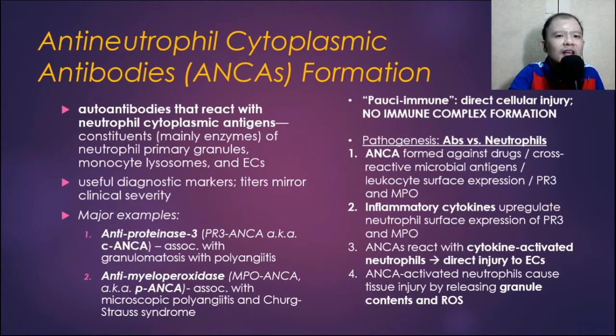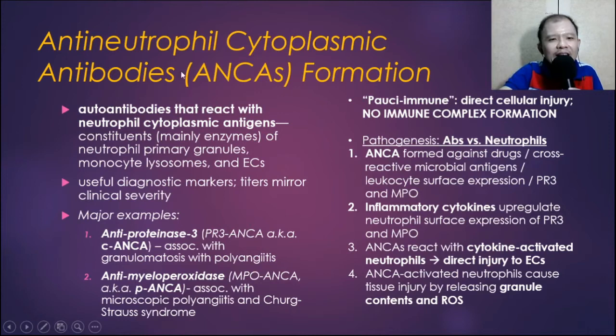Next, if it's not secondary to immune complex, it's secondary to what we call a post-immune condition. You have no immune complex formation seen, however, it is secondary to formation of antibodies. You don't see the antigen. Here, you have interaction of antibodies and neutrophilic cytoplasmic antigens, but if you check the blood, you don't see the antigen. So that is what we call quasi-immune. So the ANCA.